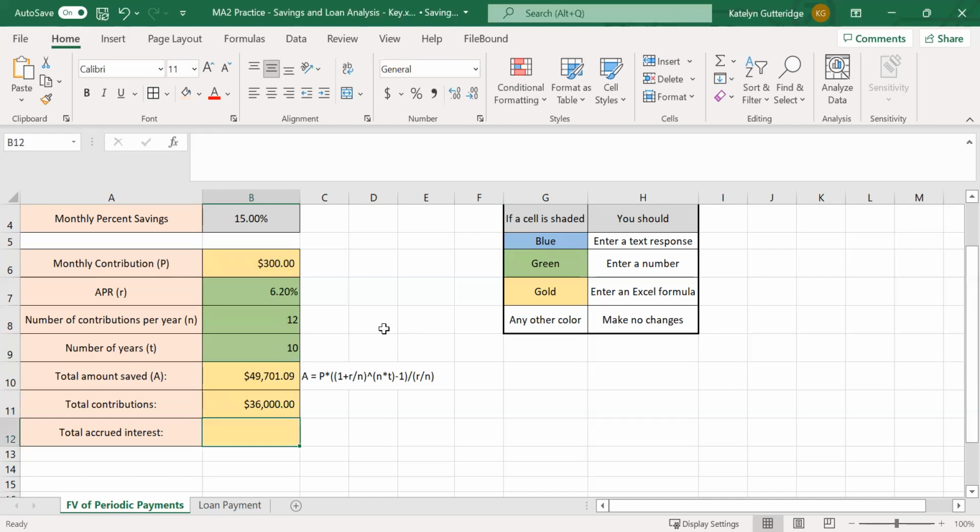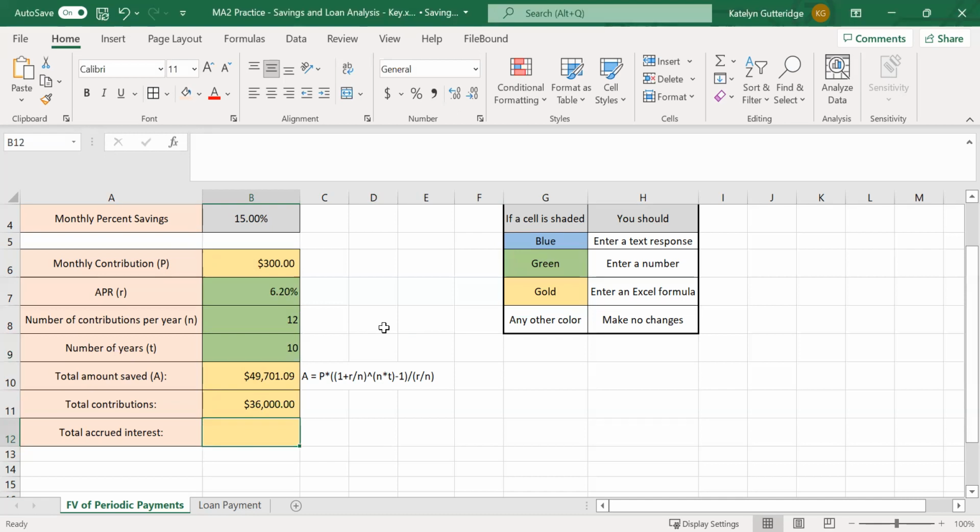This should get you a number that is slightly below the total amount saved. It should never be more than the total amount saved. So here we saved about $50,000. Out of that, we contributed $36,000. So now let's figure out how much money exactly did we earn in interest.